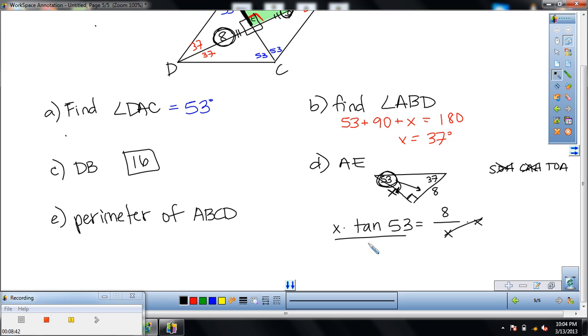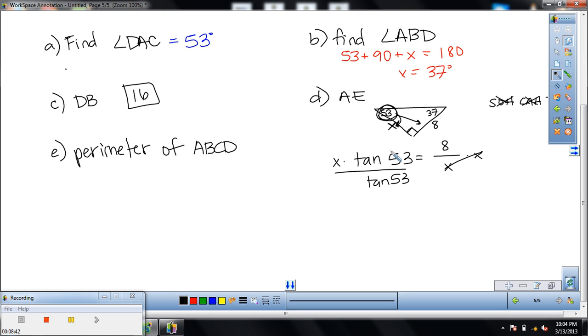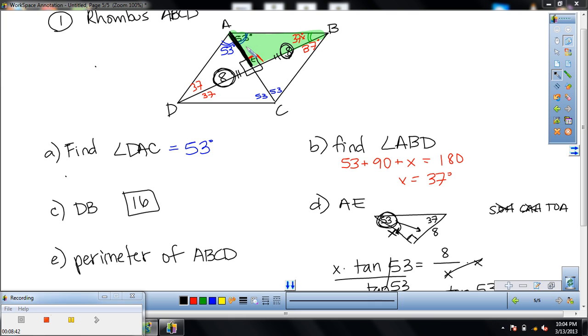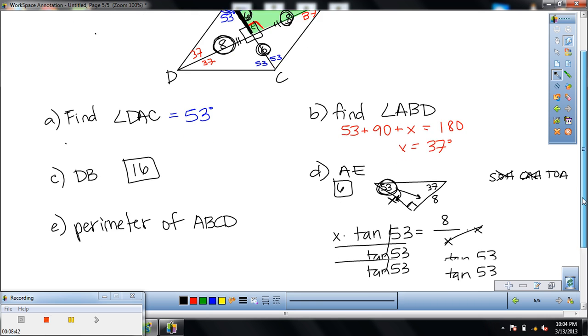Multiplying on both sides, then dividing by the tangent of 53 on both sides, leaves me with x equals 8 divided by the tangent of 53, which gives me 6.02, so if we round, it's really just about 6. So going back to our diagram, AE is 6. And again, using the property of our parallelogram, we know that this segment will also be 6. So AE is 6. There's a little bit more work involved in that.